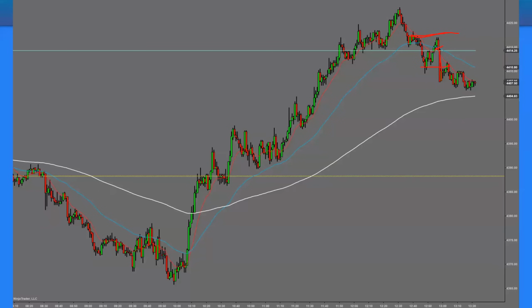Then here's the next flip. They flip it again. Here's the next flip. Right here, they close below, flip it again. Down here, and then the end of the day.